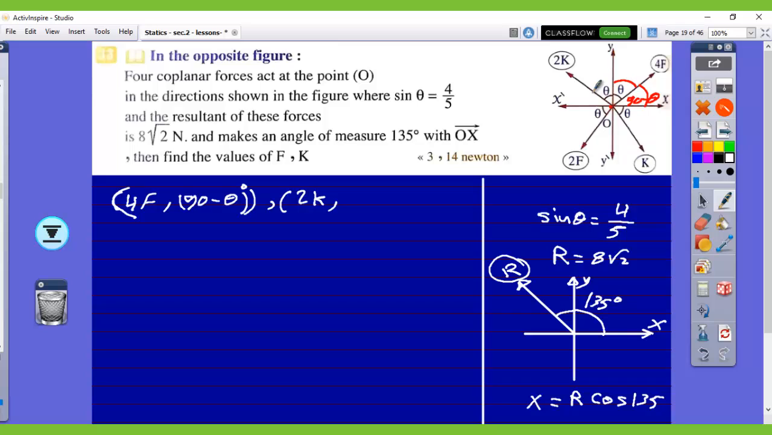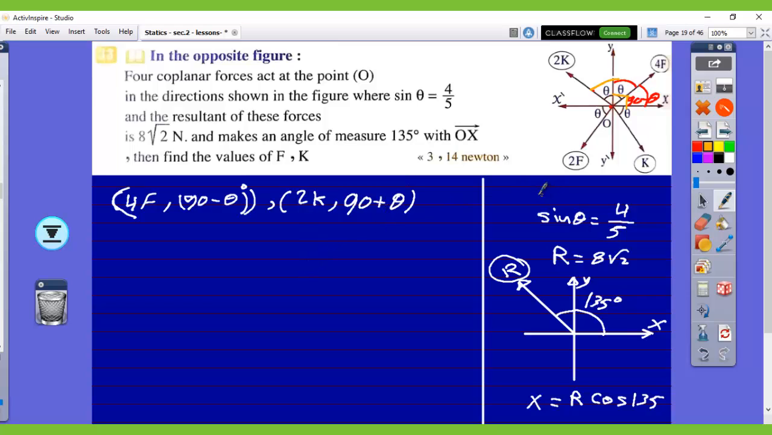The force of magnitude 2K: the inclination angle of the force 2K with OX is theta plus 90 minus theta plus theta plus 90 minus theta. So 2 theta minus theta equals theta. For that, we can write the polar angle of this force as 90 plus theta, or you can say theta plus 90, like this. 90 plus theta.